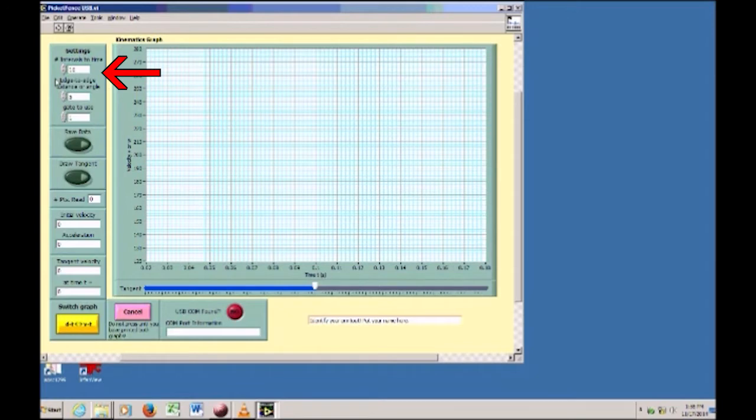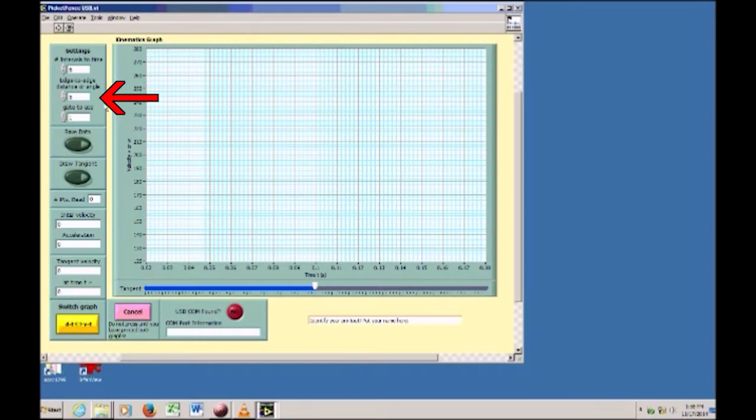If you look in this top corner here, there's a setting that says intervals to time. What that means is how many spaces between the lines we have on our picket fence object. So pick up your picket fence object and look at it, and you want to count up the clear plastic spaces between the lines. Not the lines themselves, but the spaces in between the lines. On my picket fence object, I've got 6 of these, so I can change this down to 6.